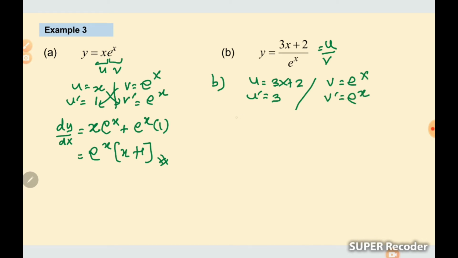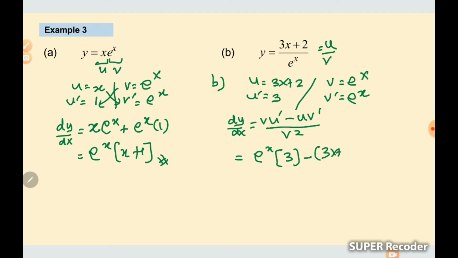So differentiate y, dy/dx. The formula is (v u prime minus u v prime) over v squared. So now we substitute into the formula. What is v? e to the power of x, times u prime, 3, minus u, which is 3x plus 2, times v prime, e to the power of x. Then don't forget to divide by v squared, (e to the power of x) squared.